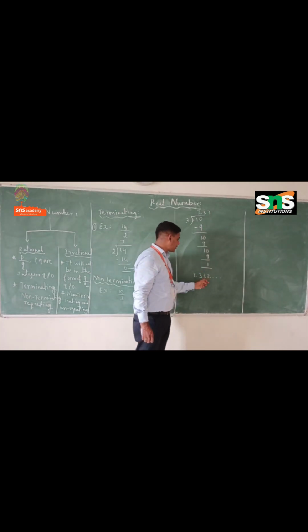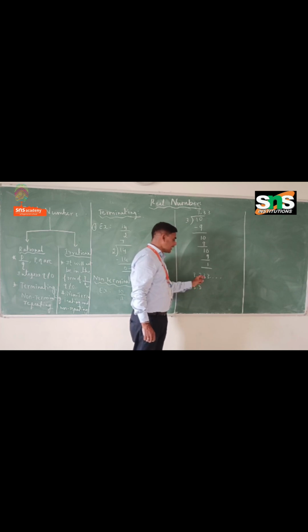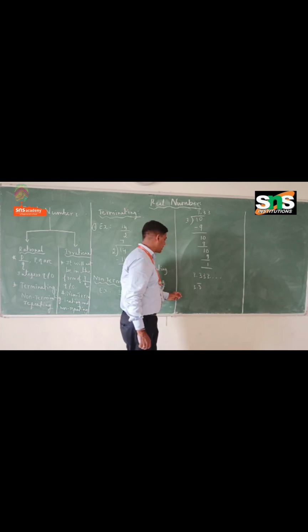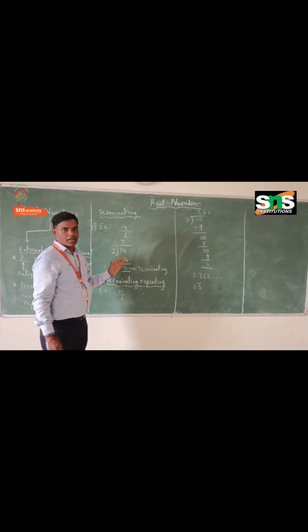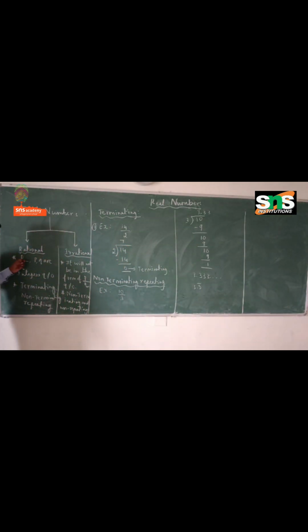This 3 keeps on repeating again and again. When we have this type of number, we can say it is non-terminating repeating. These two conditions come under rational numbers. Rational number means it is in the form of p by q, and the condition is terminating and non-terminating repeating. These are the two conditions to be a rational number.